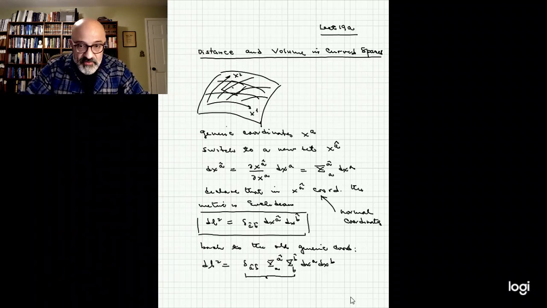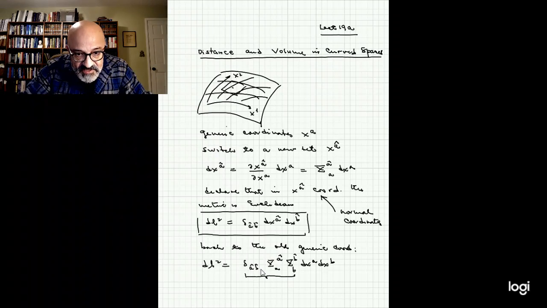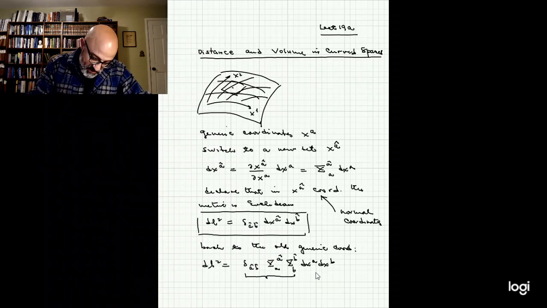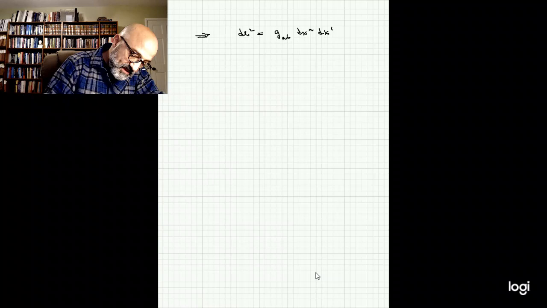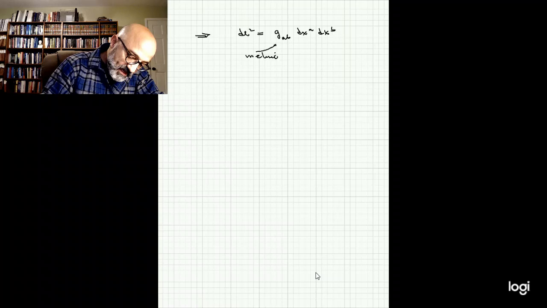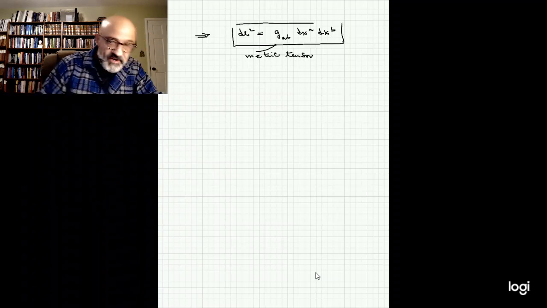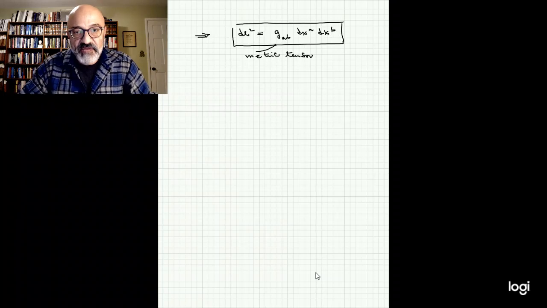This object here, in which we're just adding over the a hats and the b hats, is an object that ends up having two free indices. This is what we're going to call GAB. And so now the expression becomes dl squared equals GAB dxa dxb. This object here is called the metric tensor, and this object here is the square of the length of a short segment.